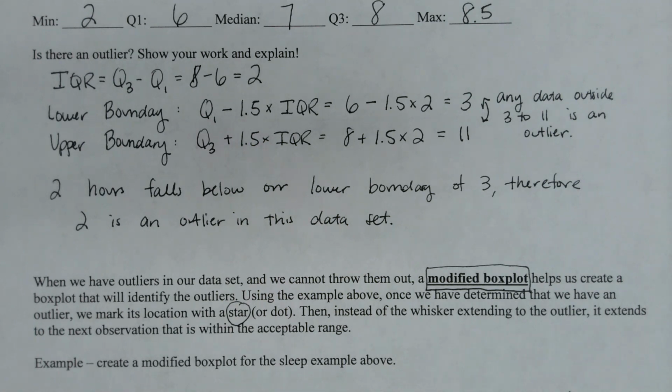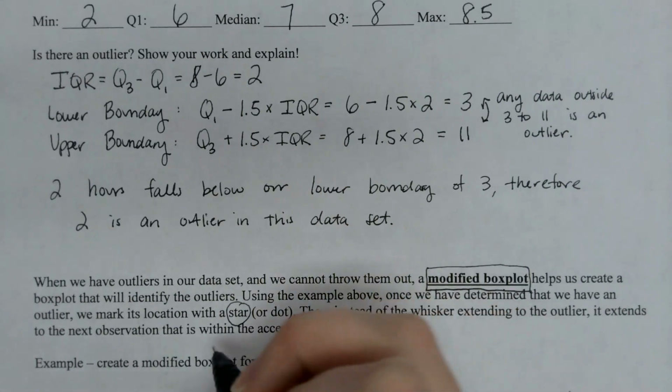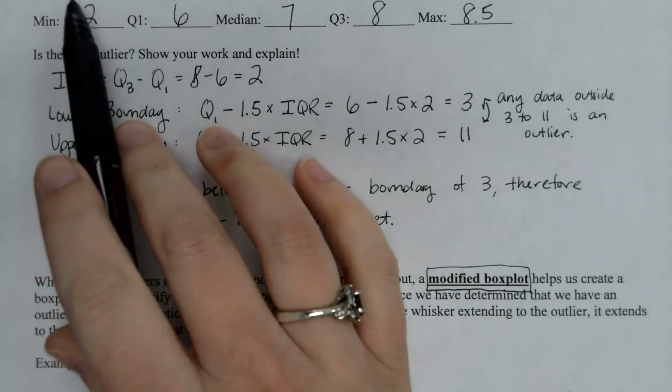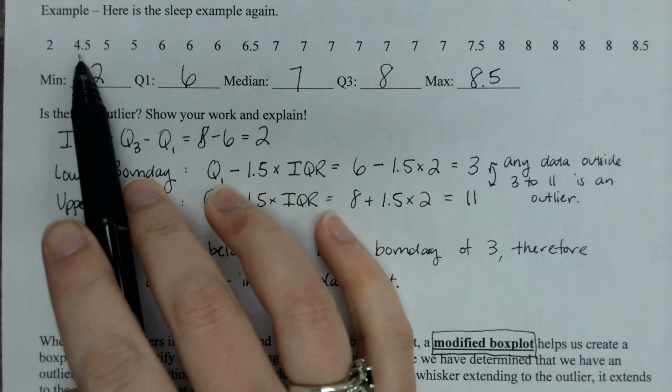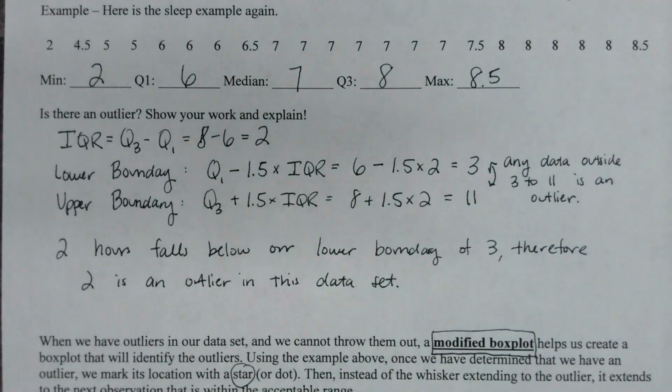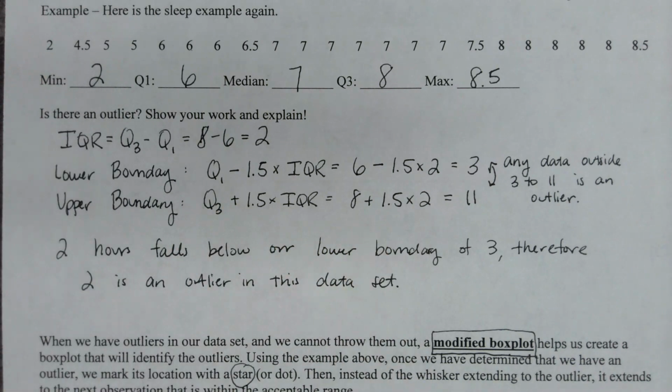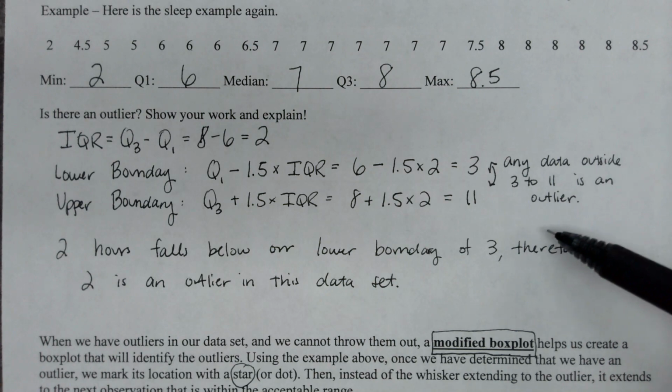And instead of the whiskers extending to the outliers, we're just going to extend them to the next observation that is within the acceptable range of our numbers. So if I had another 2 here, I would have 2 asterisks. Or if I had 2.5 here, I would have another asterisk saying that this is where we have 2 outliers instead of just 1. Or if I had 12 hours up here, that's outside, so we'd have another asterisk on the outside.